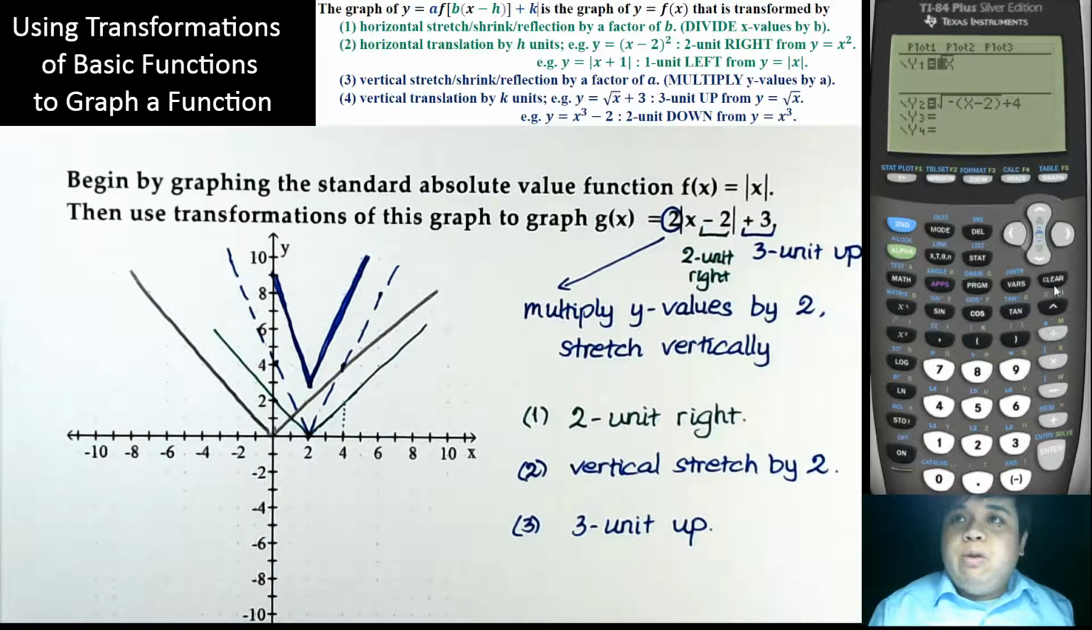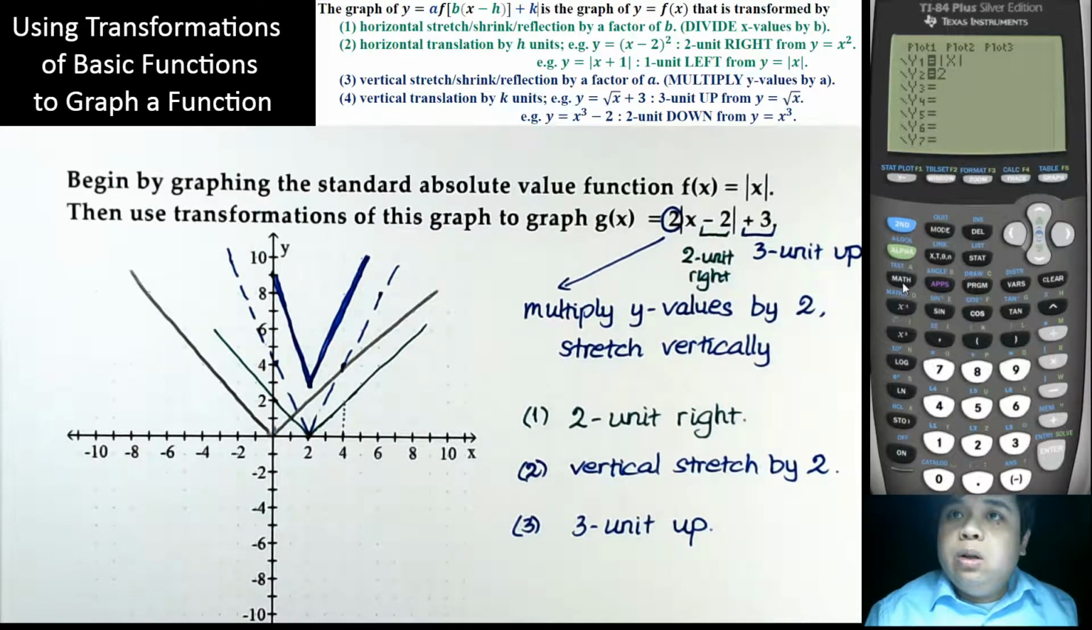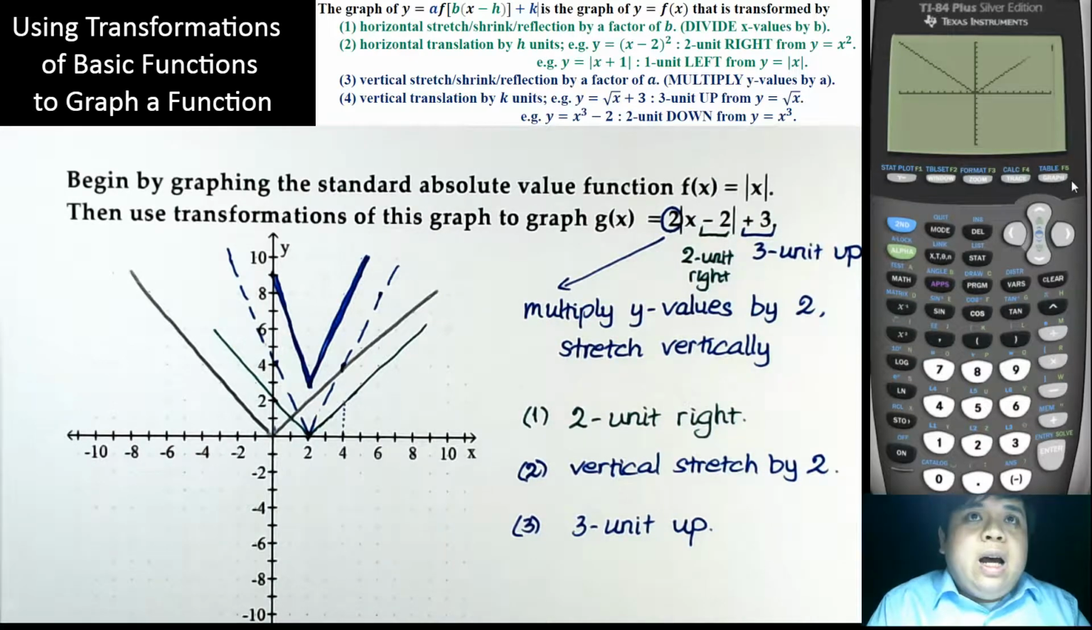First we need absolute value. It will be under math. Go to the second tab, numerical. The first option is absolute value of x. And then we have 2 absolute value of x minus 2 plus 3, and then we'll graph that with the original absolute value. Now it stretches a little, moves to the right and then up.